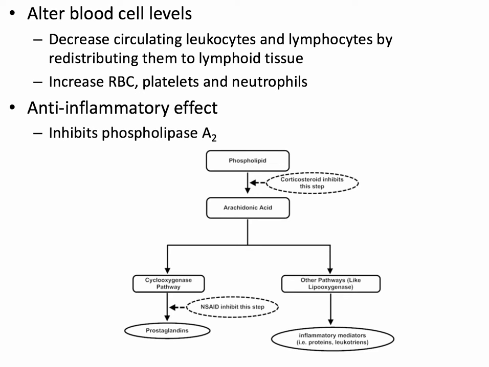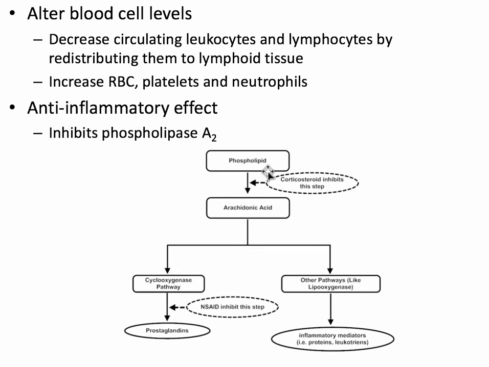The glucocorticoids also can alter our blood cell levels. What we see is that they can redistribute or decrease our white blood cells, and they increase red blood cells, platelets, and some neutrophils. As well, they inhibit a step where we can make our inflammatory mediators and prostaglandins.